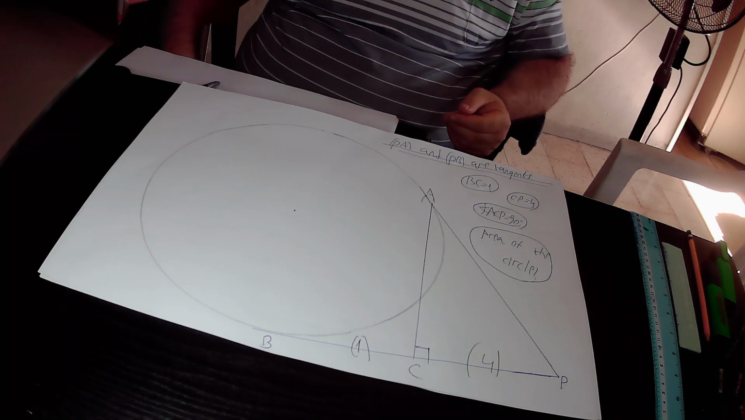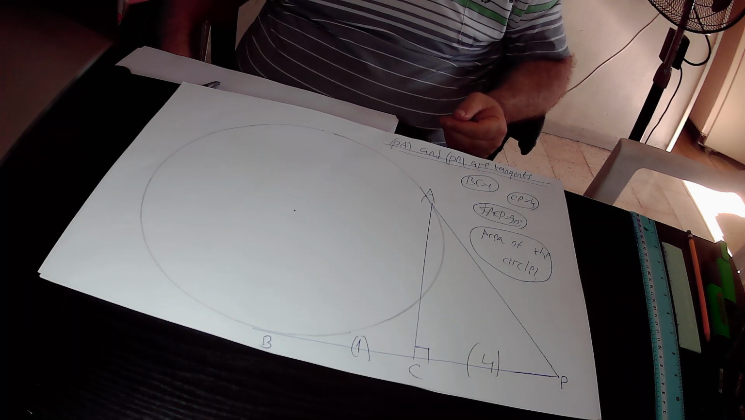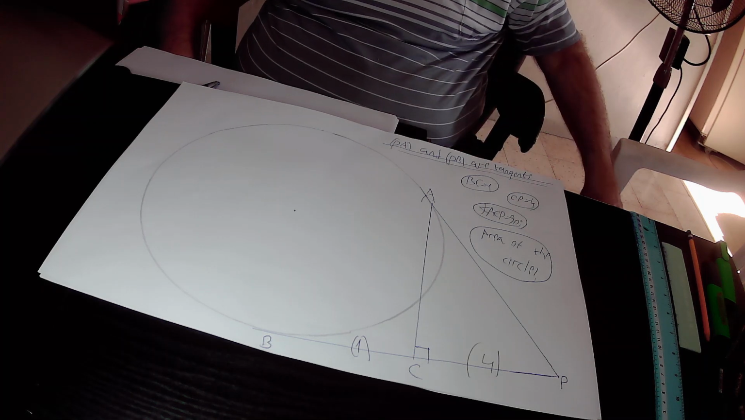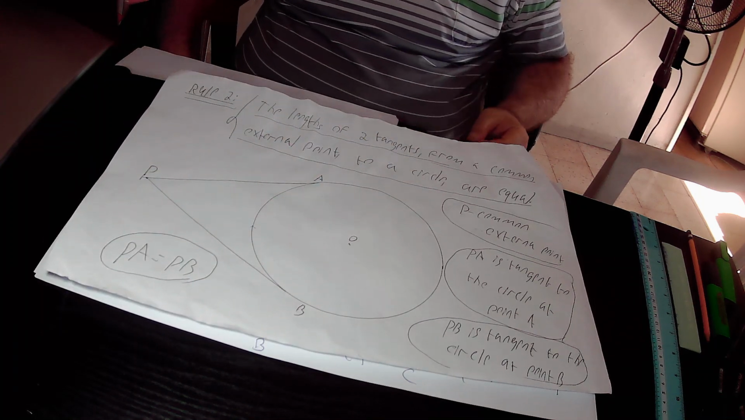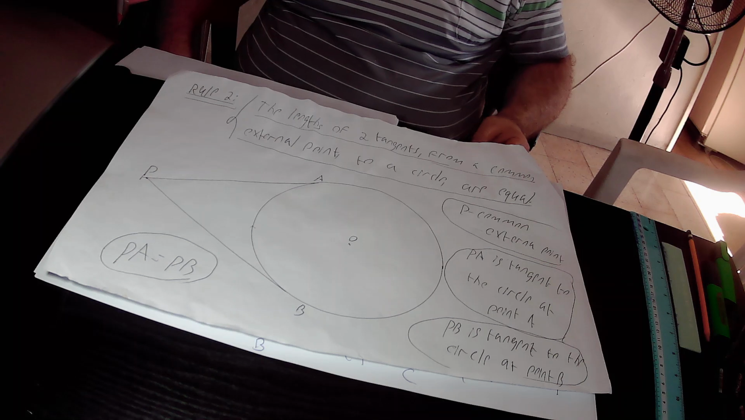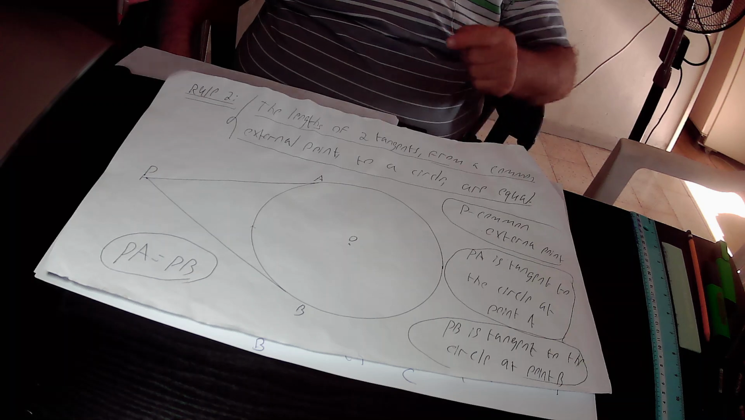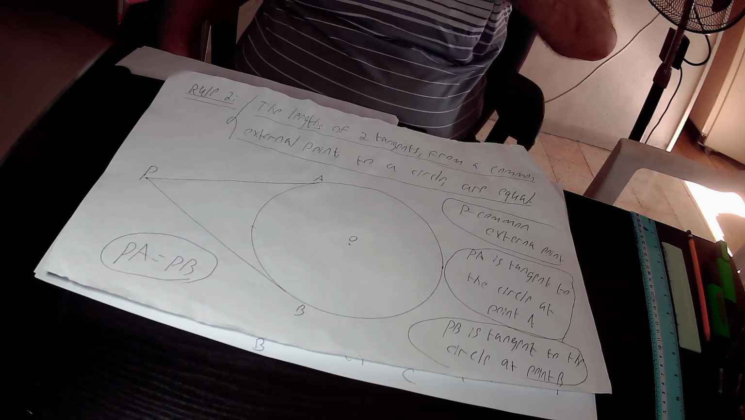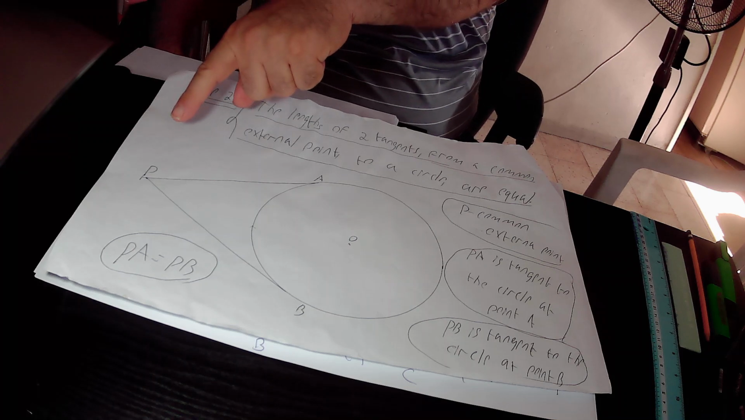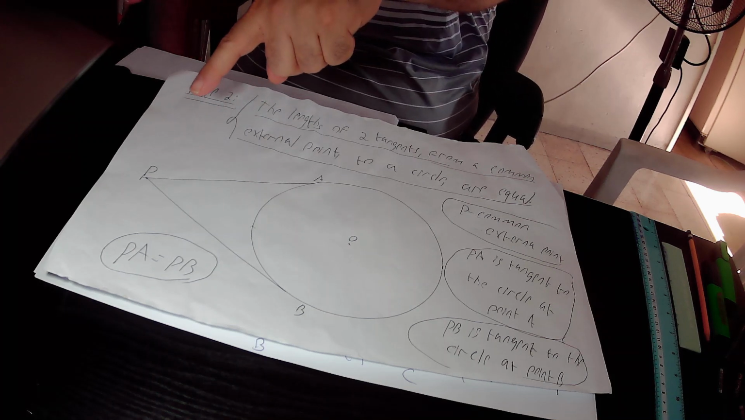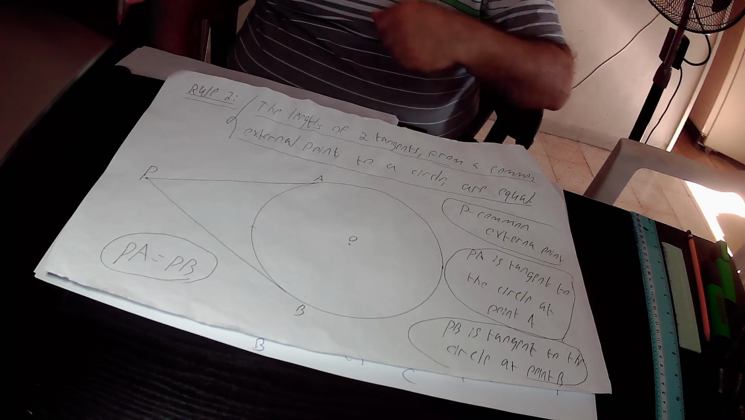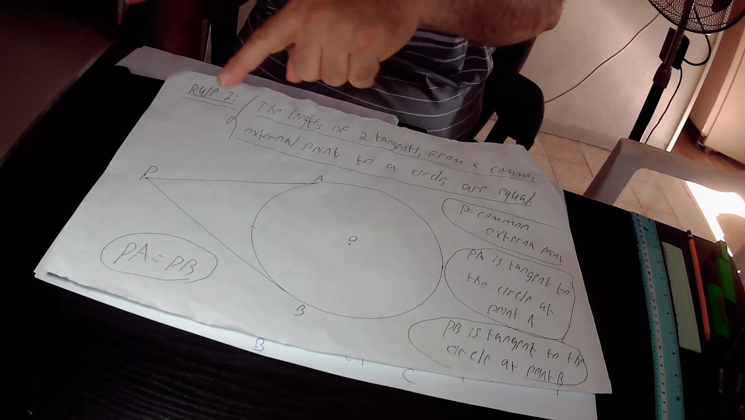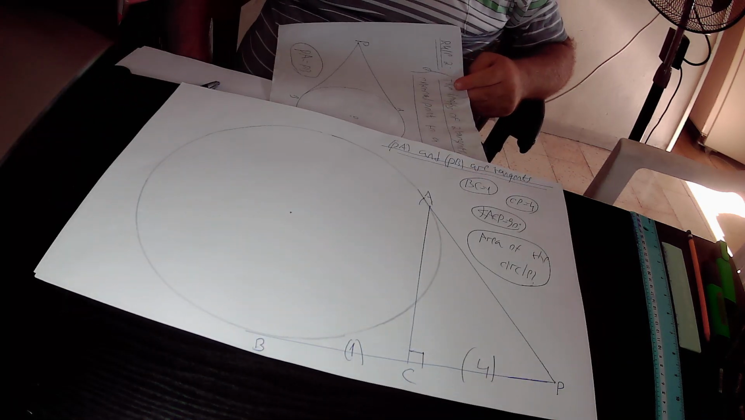So here we can implement rule 2 in the drawing. I'll click on rule 2. According to rule 2, the lengths of two tangents from a common external point to a circle are equal. So in the drawing we have a circle, and we have the common point P. From P we have two tangents to the circle, tangent PA and tangent PB. According to rule 2, they are equal to each other. That is to say, PA equals PB. So we can implement rule 2 in our drawing.